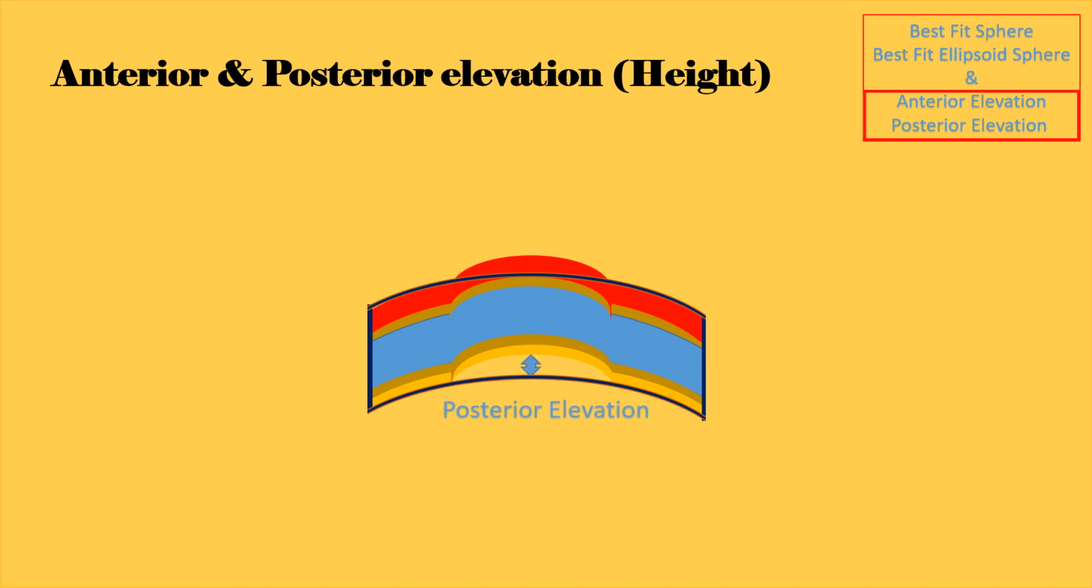Now this one is the posterior elevation because it is at the posterior surface of the cornea, and this one on the epithelial side is the anterior elevation because it is on the front of the cornea or on the anterior surface of the cornea. So now we have got a posterior elevation or height and an anterior elevation or height.